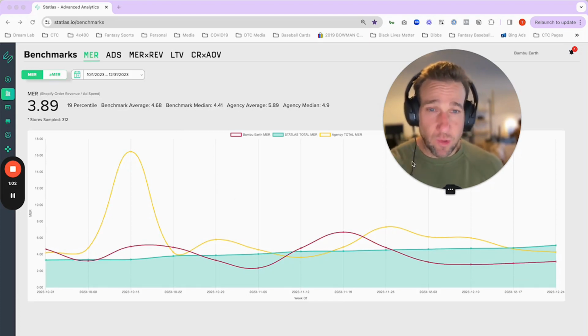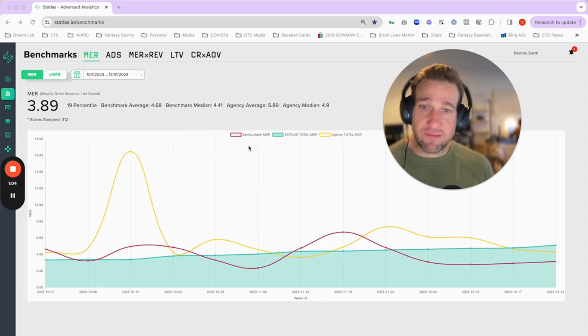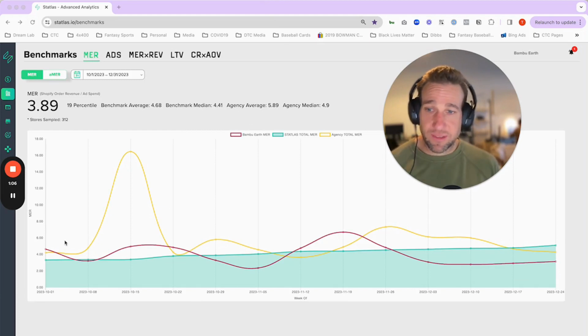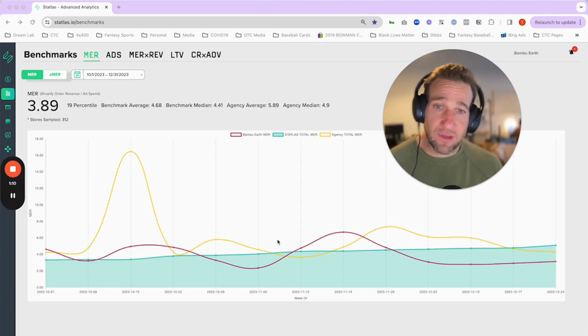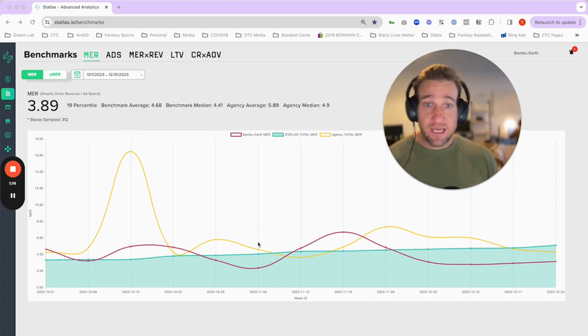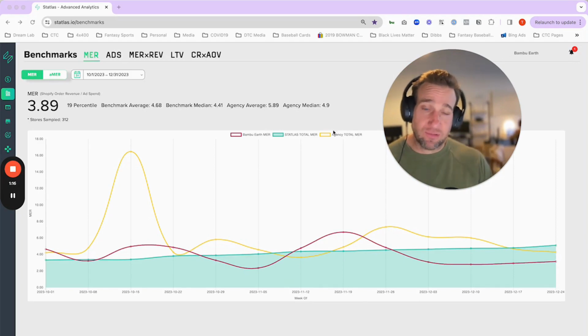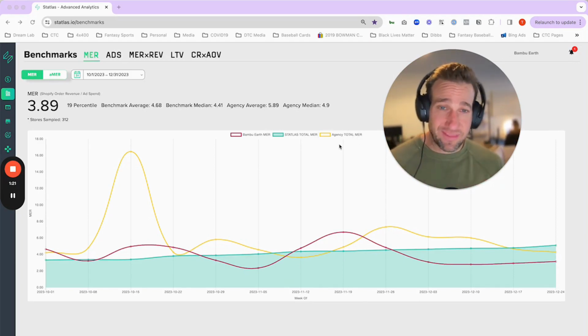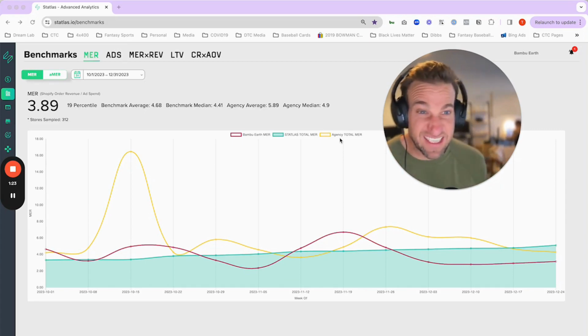So inside of Statlas, we're always providing 3 views to the customer. We're giving them their individual view. In this case, you can see Bambu Earth MER. You can see the agency total MER and then the Statlas total MER. So 3 different data points. And we provide this in case agencies want to use our product. So they'll be able to see their individual agency. In that case, they wouldn't see CTC's total. The yellow line would be representative of the agency itself's data set.